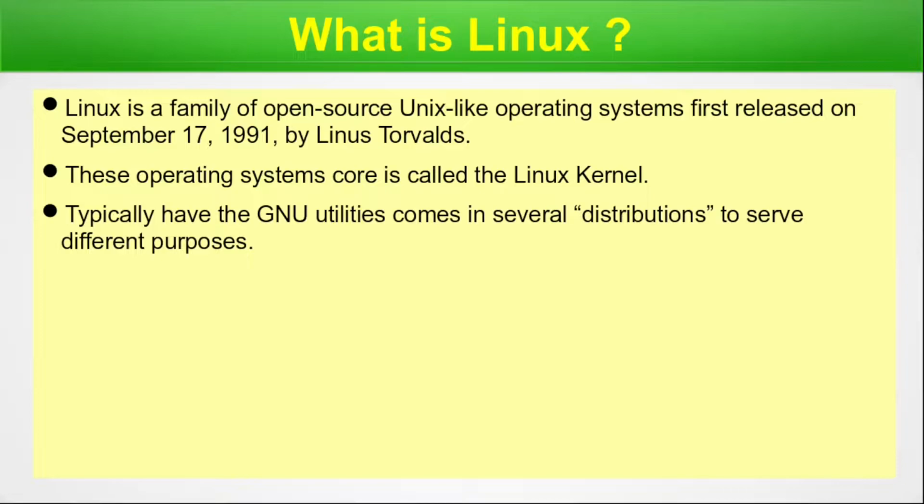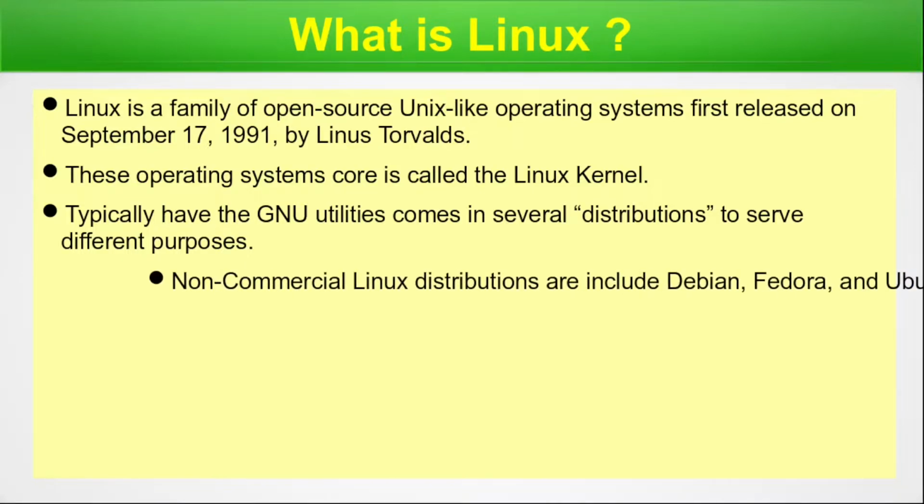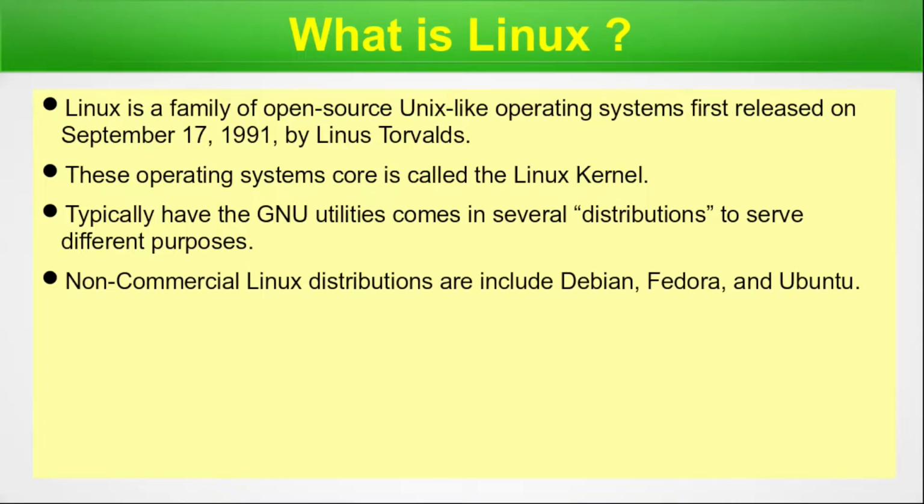Typically, the GNU utilities come in several distributions to serve different purposes. So, we are talking here about the various distributions. I will talk about some of them later on. We'll see some logos in upcoming slides. So, wait for that time. Non-commercial Linux distributions are like Debian, Fedora, and Ubuntu. So, these are very much famous. At least, Fedora and Ubuntu are very much famous. There are a lot of other famous distributions also. So, we'll show them.